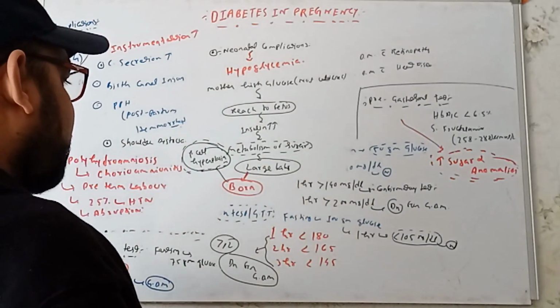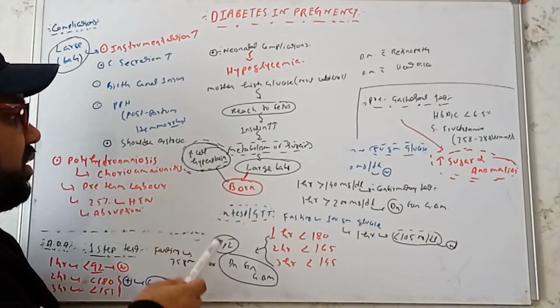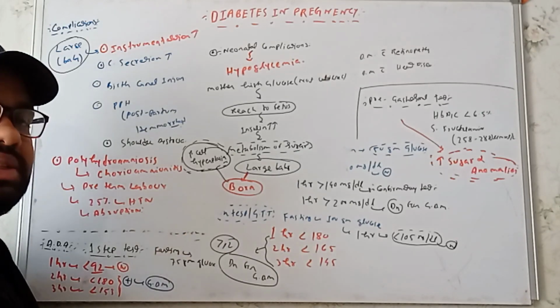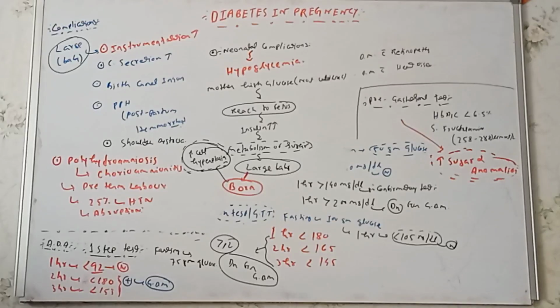What are the complications we'll get? Whenever we see the beta cell hyperplasia or hypoglycemia of the neonate, what are the congenital defects we can see? Let's talk about those things.